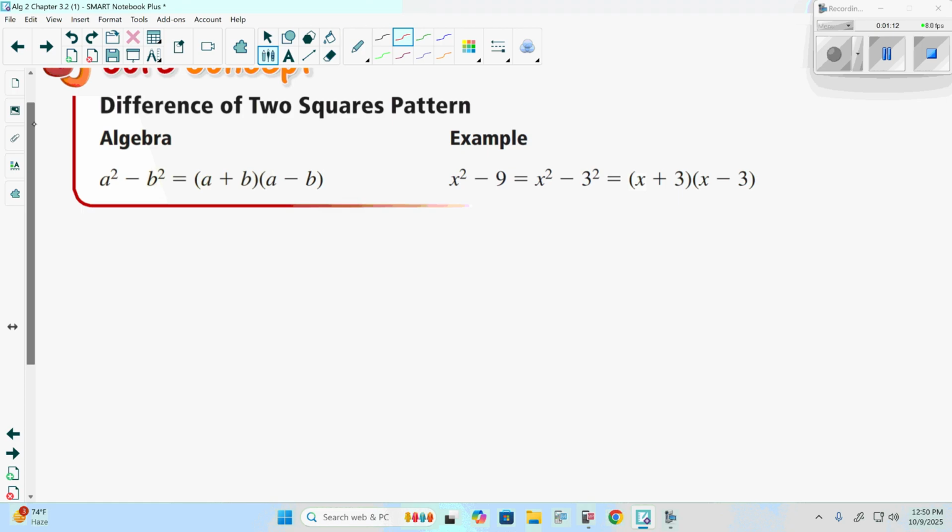But the one that is kind of nice and definitely we need to look at is the difference of two squares, difference of perfect squares. Because if we have two perfect squares being subtracted, we can factor it into the form a plus b times a minus b. So x squared minus 9, well, x squared is x times x, or x squared. 9 is 3 times 3, or 3 squared, and we get x plus 3 times x minus 3.